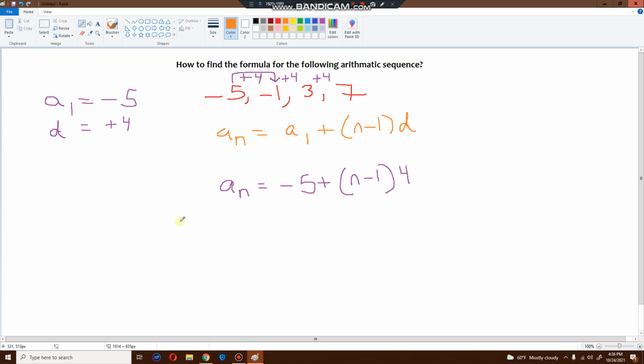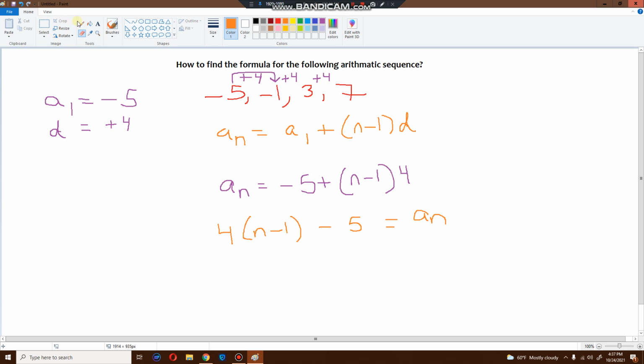And I'll write it the other way around. I'll flip it around just to show it my style as well. You could do 4 times n minus 1, plus minus 5, equals a sub n. And of course, as you remember your algebra rules, plus and minus becomes minus. So I can remove all this stuff over here and just put a minus sign. Okay? It's the same thing. I just flipped it around.